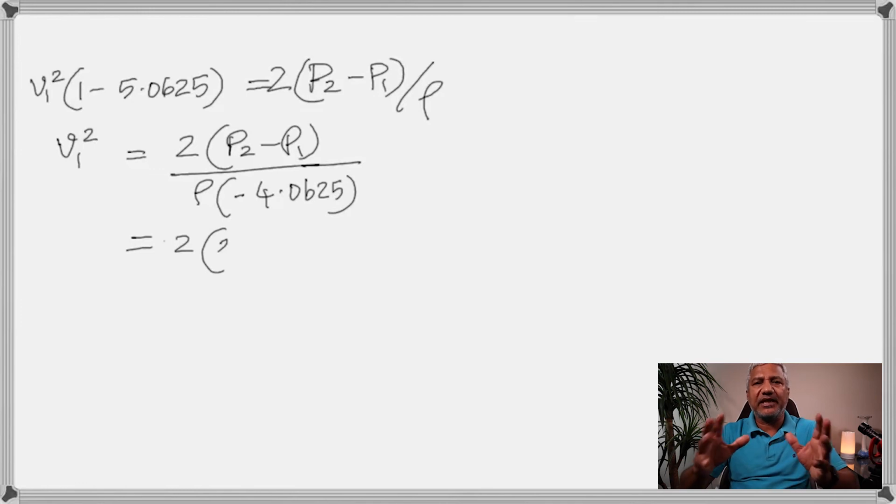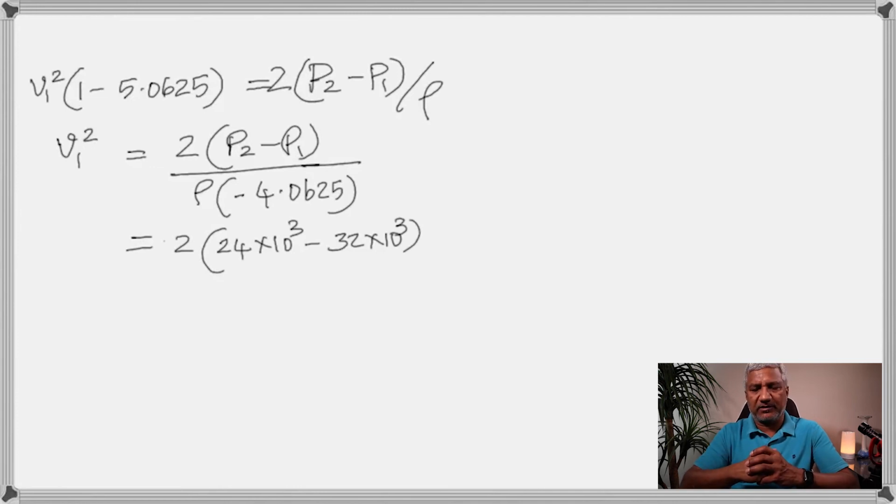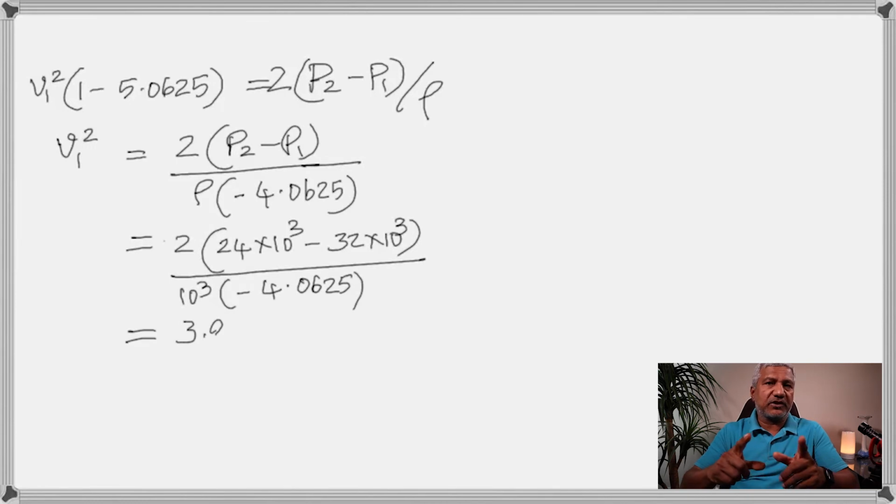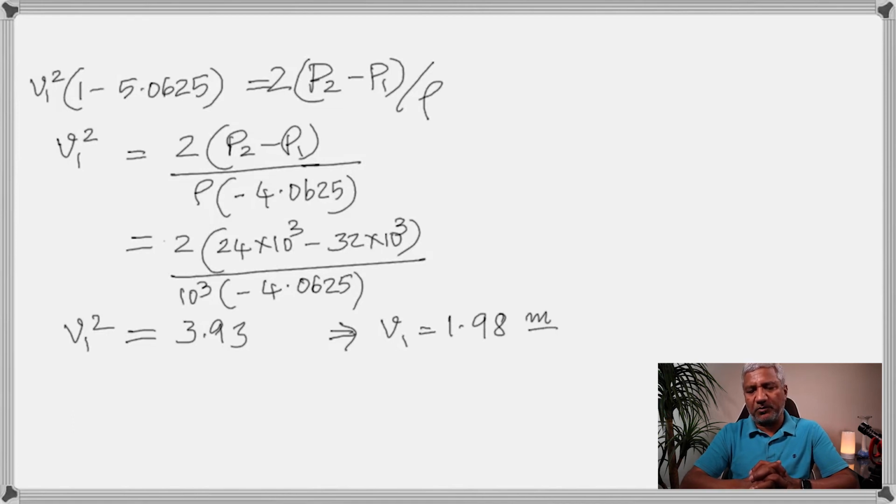Do not worry about the negative yet, because you're also going to get P2 minus P1 as negative. Remember, P2 was 24 kilopascals and P1 was 32 kilopascals. So that's also going to be negative, and 2 negatives make a positive. So when you do the math, all right, the density of water is 1,000. That's why you see 10 cube appearing there. When you do the math, you get V1 squared as 3.93. Take the square root and you would get 1.98 meter per second.